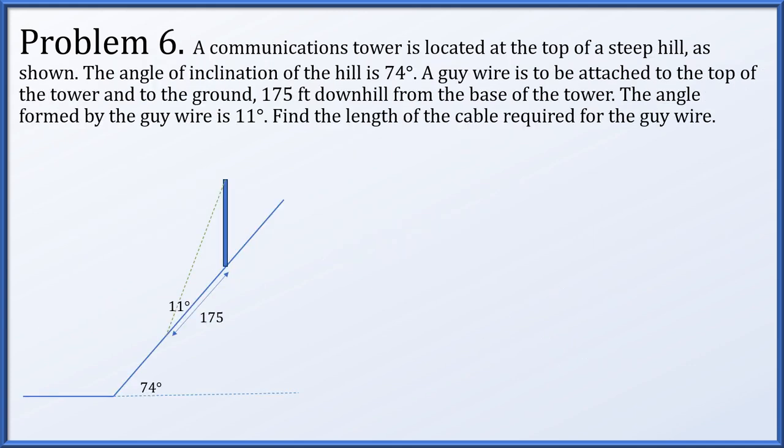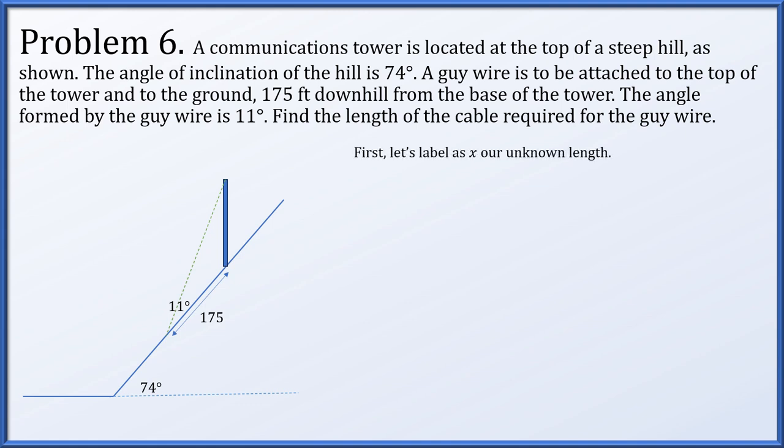In problem 6, a communication tower is located at the top of a steep hill as shown. Thankfully, a diagram was given. The angle of inclination of the hill is 74 degrees. A guy wire is to be attached to the top of the tower and down to the ground 175 feet downhill from the base of the tower. The angle formed by the wire is 11 degrees. Find the length of the cable required for this guy wire.